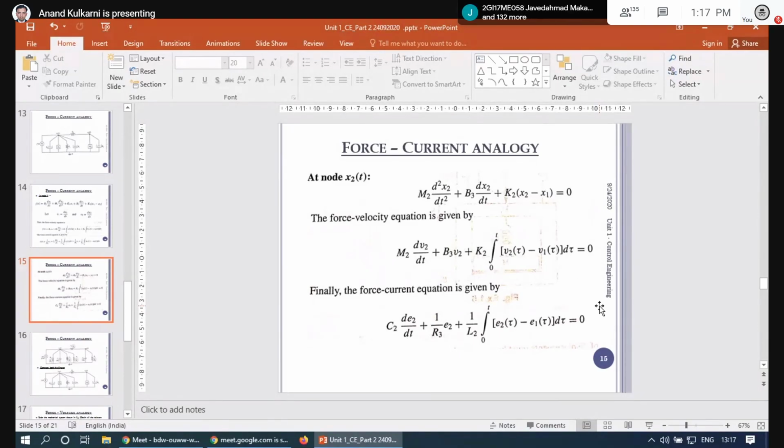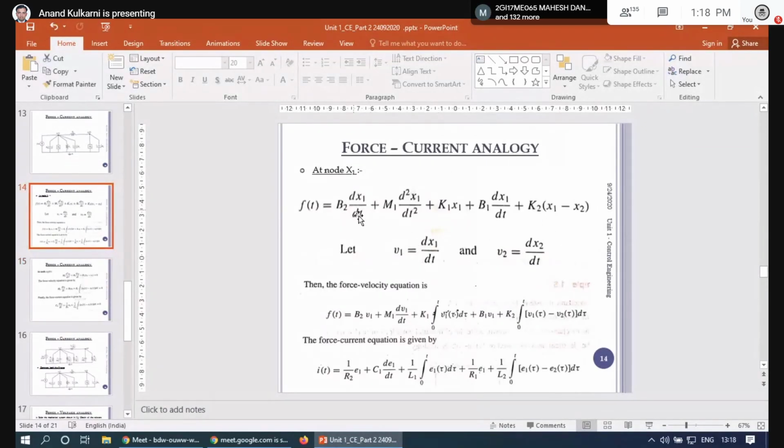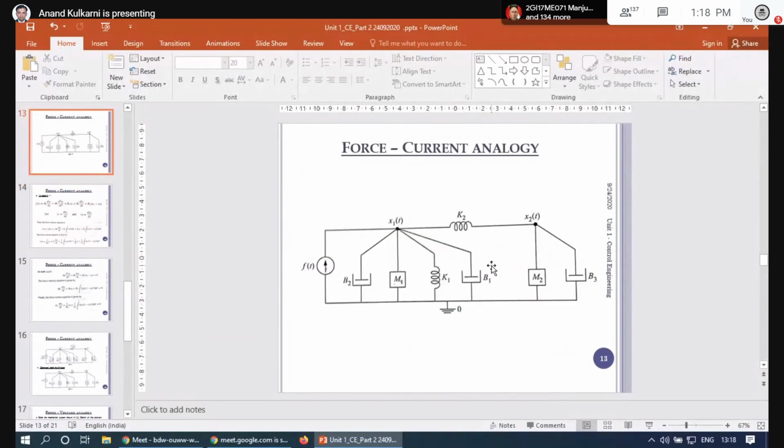Basically, there are two methods to solve this. This is one method. Another method, you can take the standard equation of electrical. So here you have tried to link this mechanical equation with the electrical equation. What you can also do is take the standard electrical equation and try to link the electrical equation with the mechanical system. There also you are going to get the same thing.